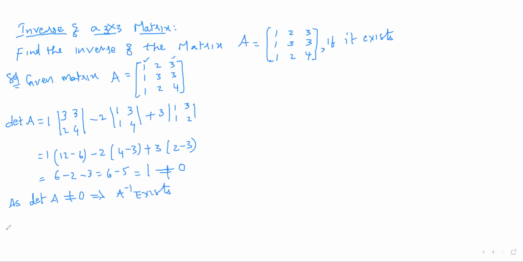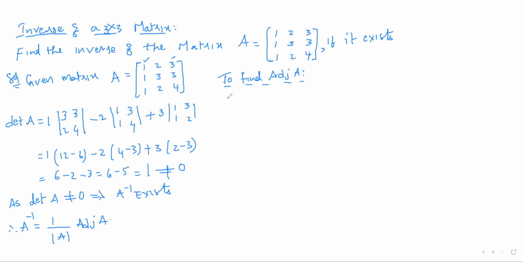A inverse exists. Therefore, A inverse is equal to 1 by det A into adjoint A. The formula is given: 1 by det A into adjoint A. Now, for adjoint A, first we have to calculate the cofactor matrix. So minors of each and every element we have to find out. Side heading, to find adjoint A.